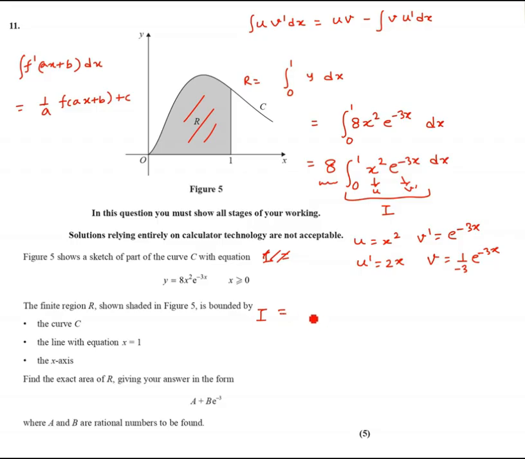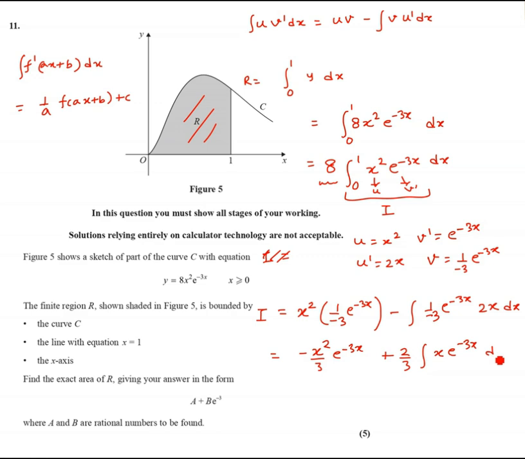So I becomes u times v. U is x squared and v is 1 over minus 3 e to the power minus 3x. So that's uv minus the integral of v, which is 1 over minus 3 e to the power minus 3x, and u dash is 2x dx. We further simplify this, so we can write this as minus x squared by 3 e to the power minus 3x, and take the 2 and 1 by minus 3 out, so it becomes plus 2 over 3 integral x e to the power minus 3x dx. We are not using the limits at the moment. We will first integrate and then substitute the limits later on. So let's call this part here 2. Okay, now I'll go to the next page.